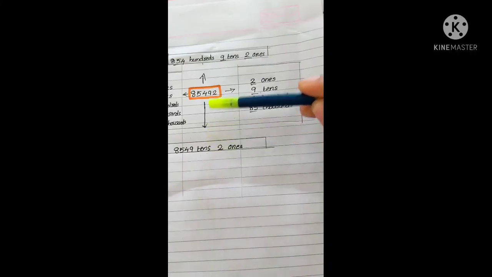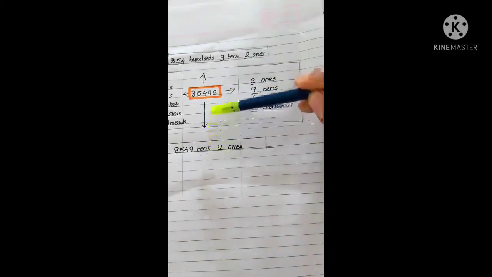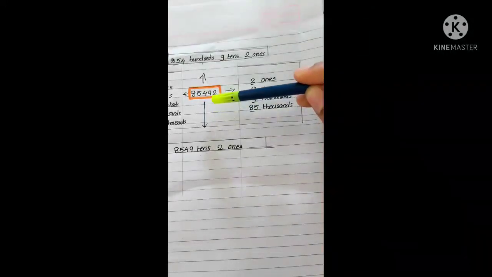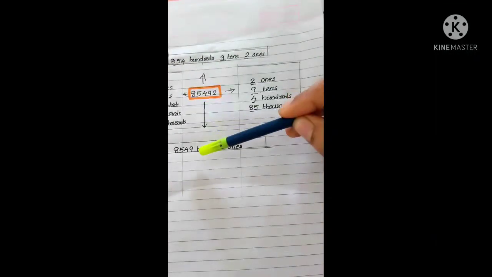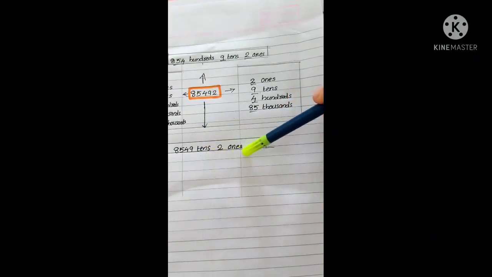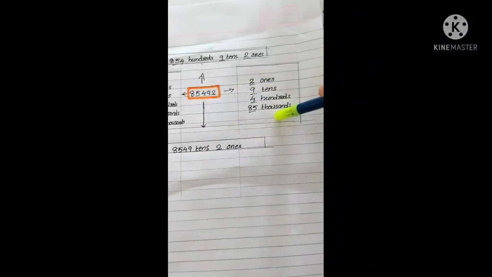How will you write? How many tens? Yes, we know that 10 has only 1 zero. So we cut 1 digit from the right end. So the number is 8549. That means 8549 tens and 2 ones. Here we split the number based on their place values.